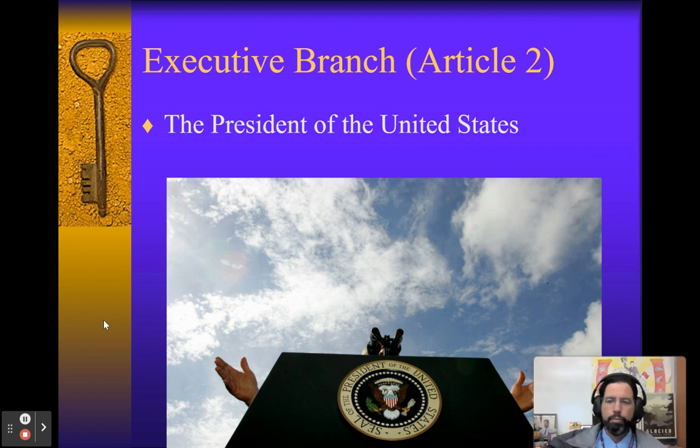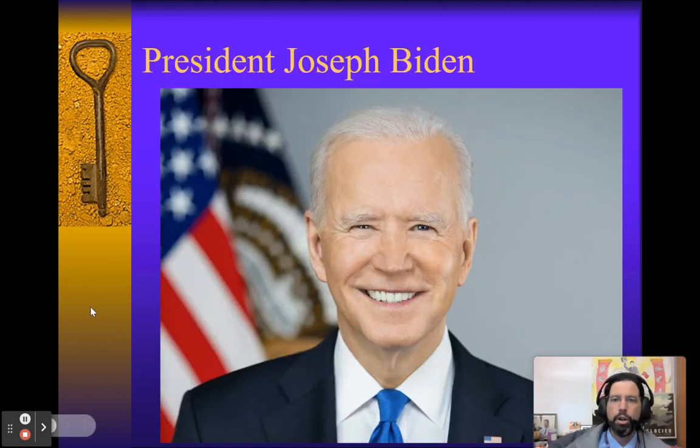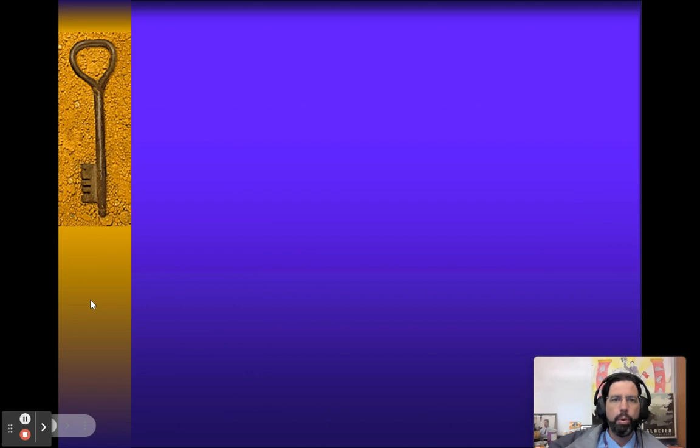The executive branch, pretty clearly, is the President of the United States, and their chief task is to enforce or implement the law. Okay. The current President of the United States, obviously, Joe Biden. Joe Biden will be running against Donald Trump in 2024 for the chief executive branch.